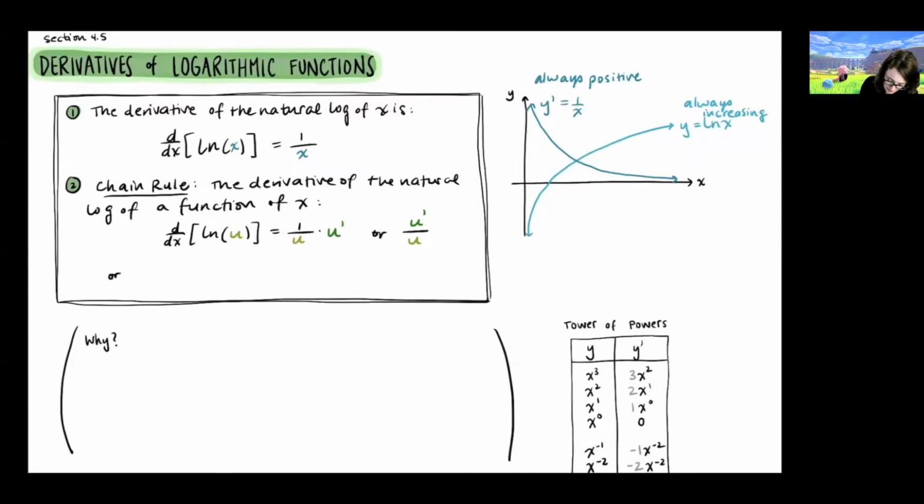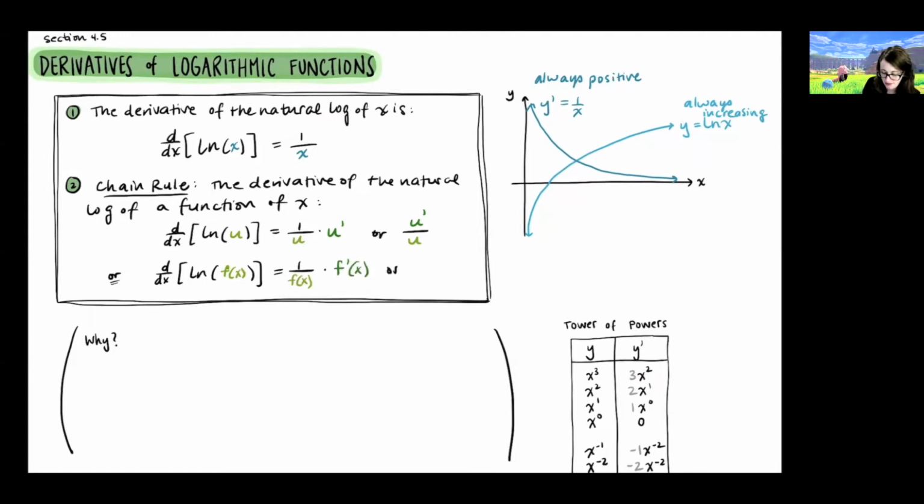Another way that we can notate this, if you don't like u, although I will use this, is you can say the derivative of the natural log of a function of x. We can write just f of x. It'll be 1 over f of x, 1 over the function of x inside, and then multiplied by the derivative of the inside, so times f prime of x.